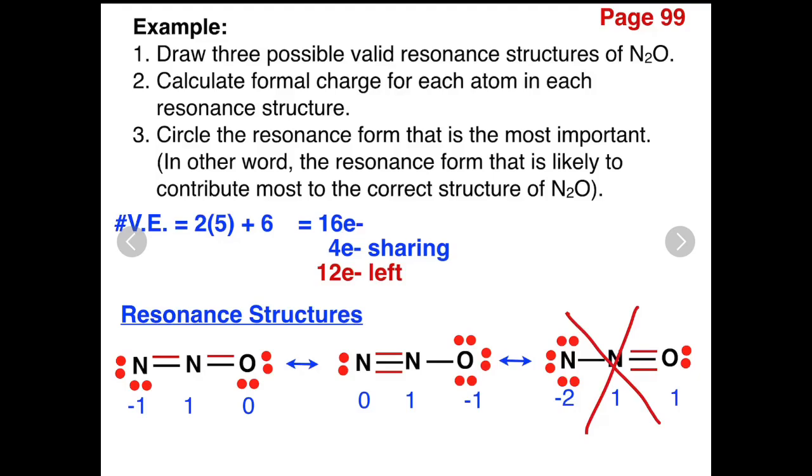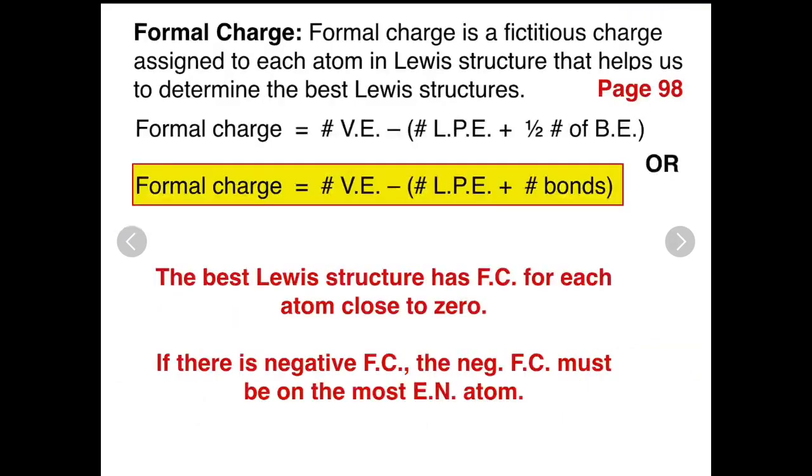Now, between these 2, which one would be the most important structure? The most important structure is not only about the formal charge being equal to 0. If you end up having a negative formal charge, the negative formal charge needs to be on the most electronegative atom, because the most electronegative atom is most likely to withdraw electrons. Therefore, its formal charge needs to be a negative value.